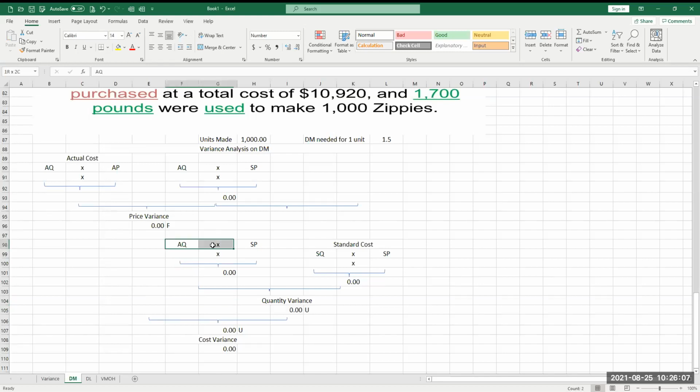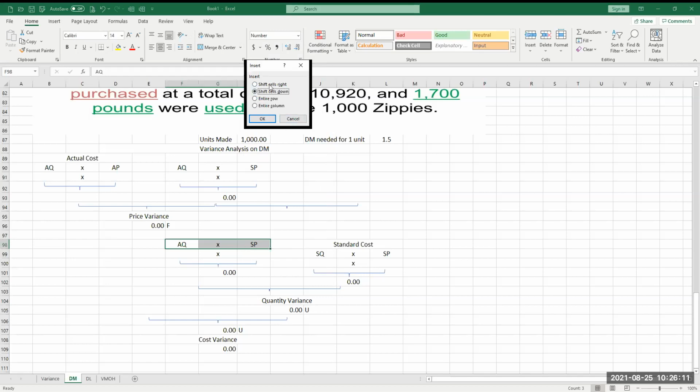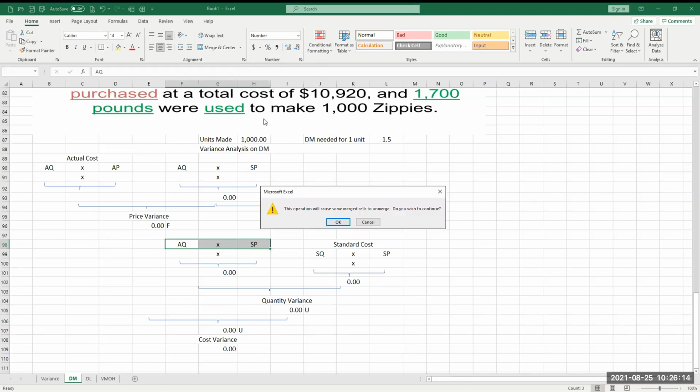Okay, so I'm pretty much where it's supposed to be. Just give me 1 second here to push the one down.